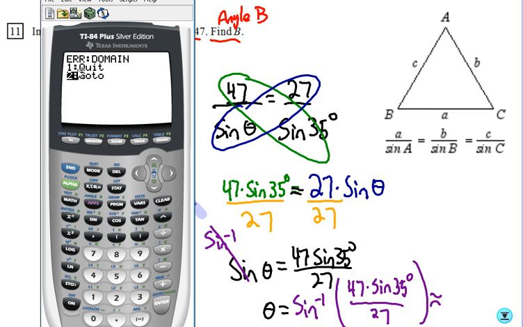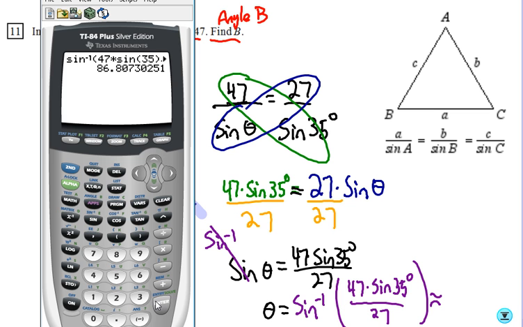So if you get an error, we'll hit go to. Oh, I think we left off a parenthesis there. Nope, we still didn't like that. If you notice the parentheses here, let me retype that. Sometimes with the TI, it's kind of picky about how you type this stuff in. So I've got 47 times sine of 35. What I didn't do is close off the parentheses for sine of 35. So 47 times sine of 35 divided by 27, and then we'll close the whole thing off. And there we go, it worked that time.